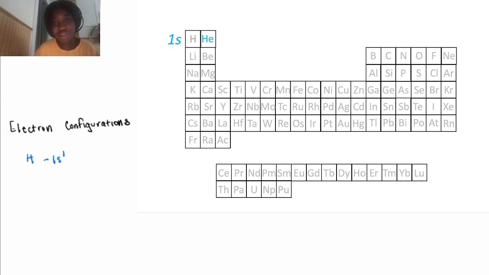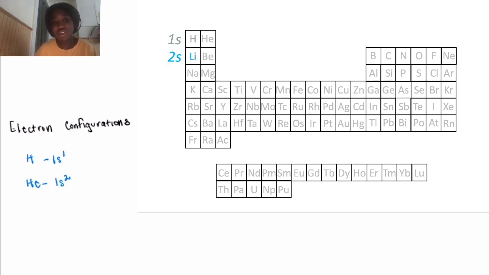Now let's get to helium. Helium has an atomic number of 2. And so that means it has 2 electrons and falls in the 1s orbital. So we write its electron configuration as 1s2.